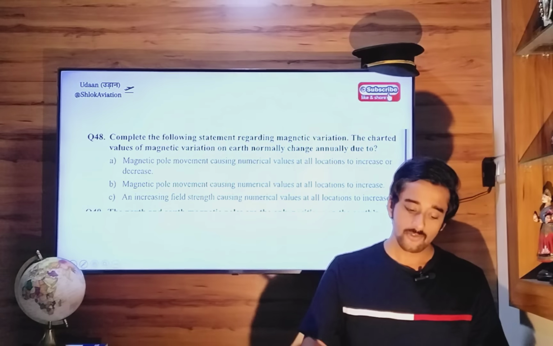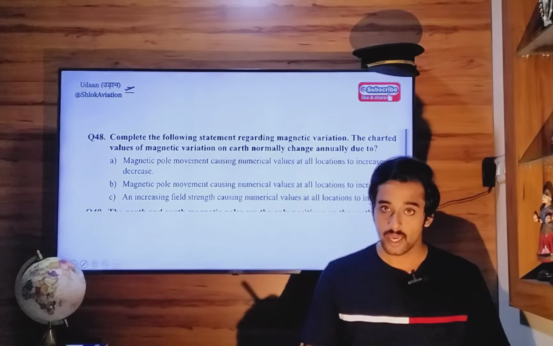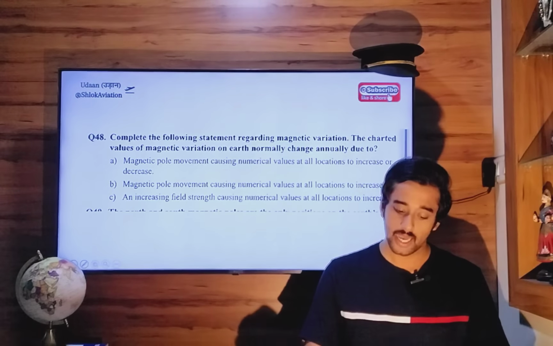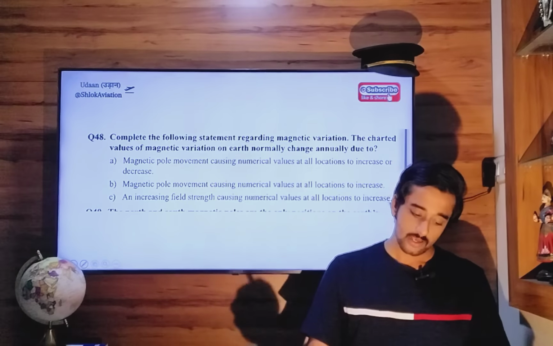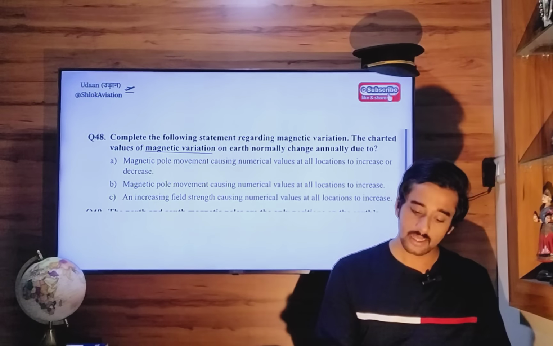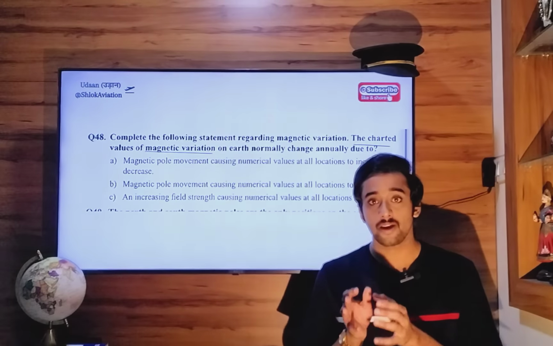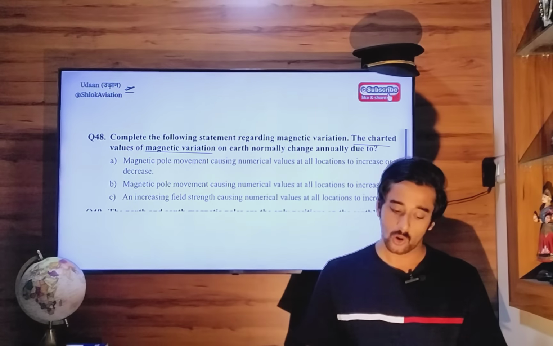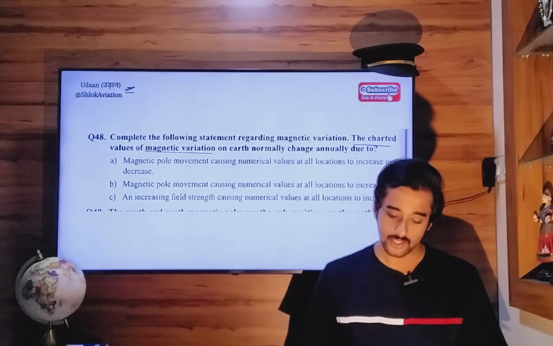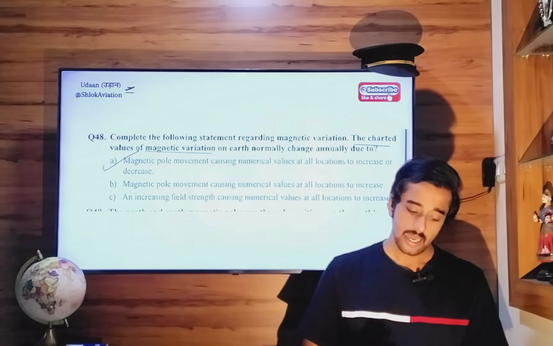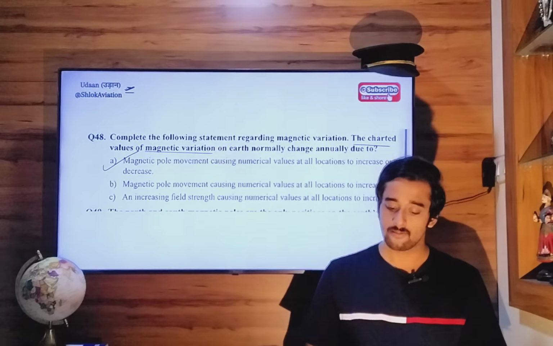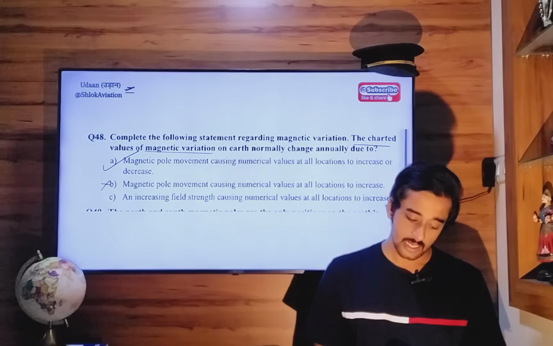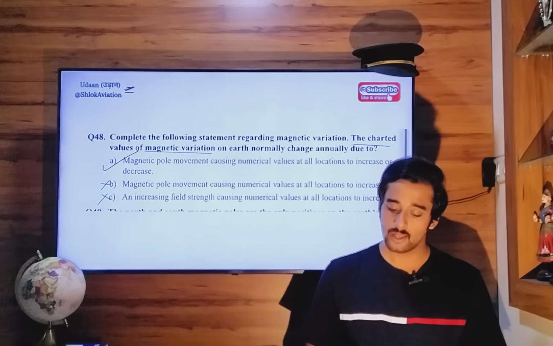48. Complete the following statement regarding magnetic variation. The charted values of variation on Earth normally change annually due to what? So they say the value of magnetic variation keeps on changing. Why is that? Magnetic pole movement causing numerical values at all locations to increase or decrease? Yes. Magnetic pole movement causing numerical values to only increase? Wrong. And increasing field strength causing numerical values to increase? Wrong.